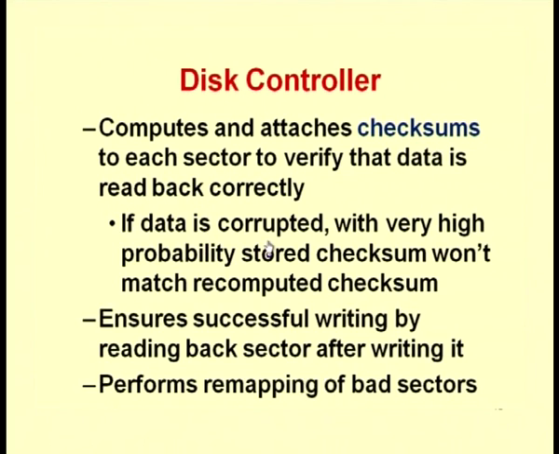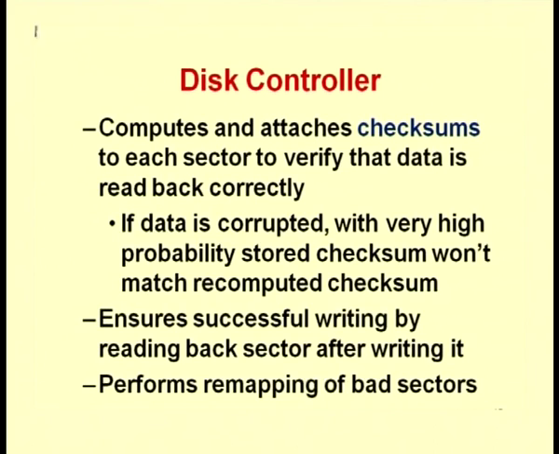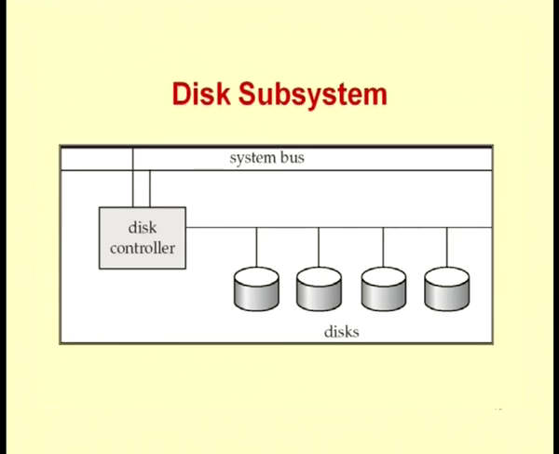If data is corrupted, with very high probability the stored checksum would not match the recomputed checksum, though sometimes it can. So, it ensures successful writing by reading back the sector after writing it. It will write and then read it back and check the checksum, and it also does some remapping of bad sectors. You would have seen this, it will reorganize the bad sectors. So, this is a typical example of a system bus with a number of disks, and this is the disk controller which will manage each of the disks.